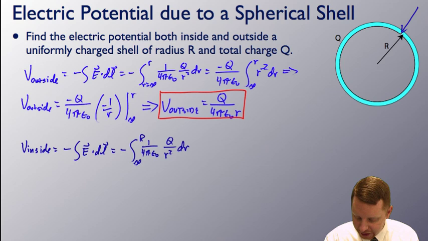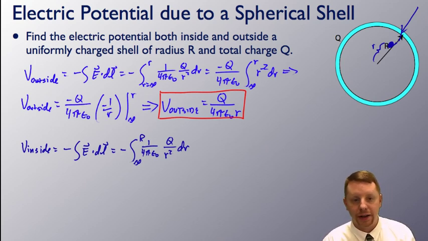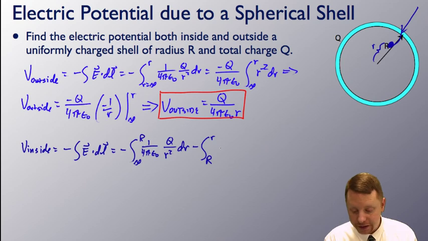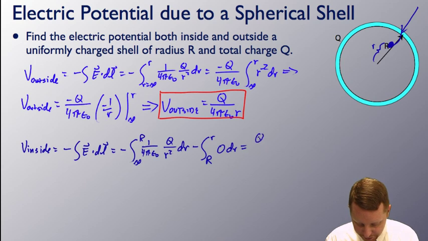So we went from infinity to capital R. Now we've got to do the next step from capital R to whatever radius we're talking about specifically inside the sphere. So we've got to take this piecewise, do each piece from infinity to capital R and from capital R to whatever radius we're going to stop at. So that will also be minus the integral from capital R to little r of the electric field inside a hollow sphere, 0 because there's no enclosed charge, dr. We've already done this, so that's just going to be q over 4 pi epsilon naught capital R.